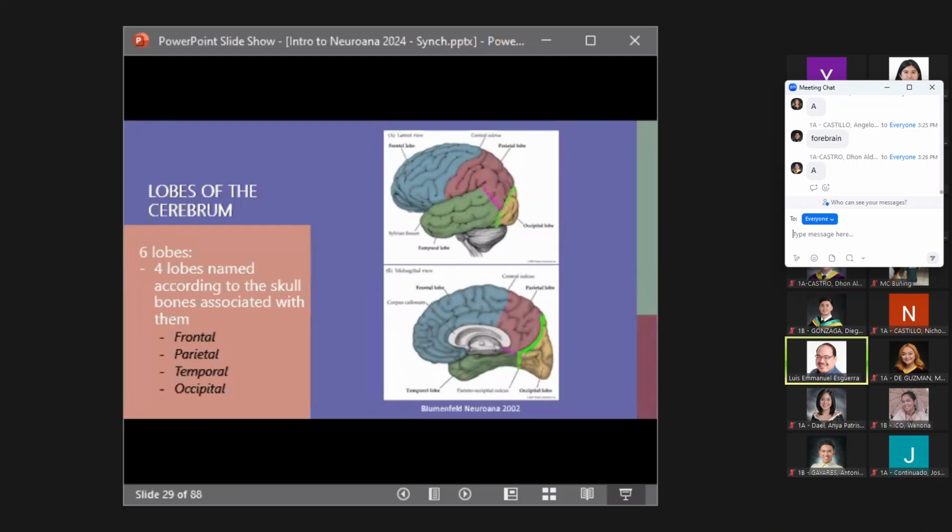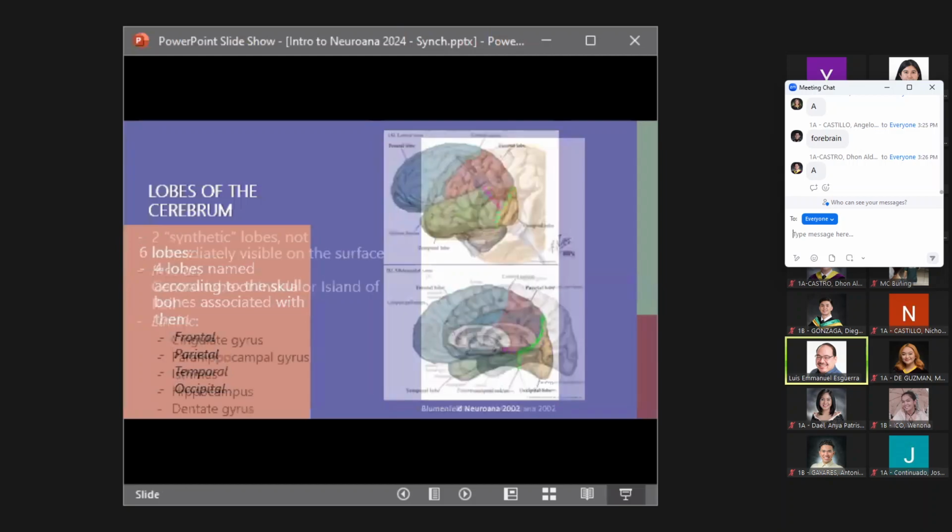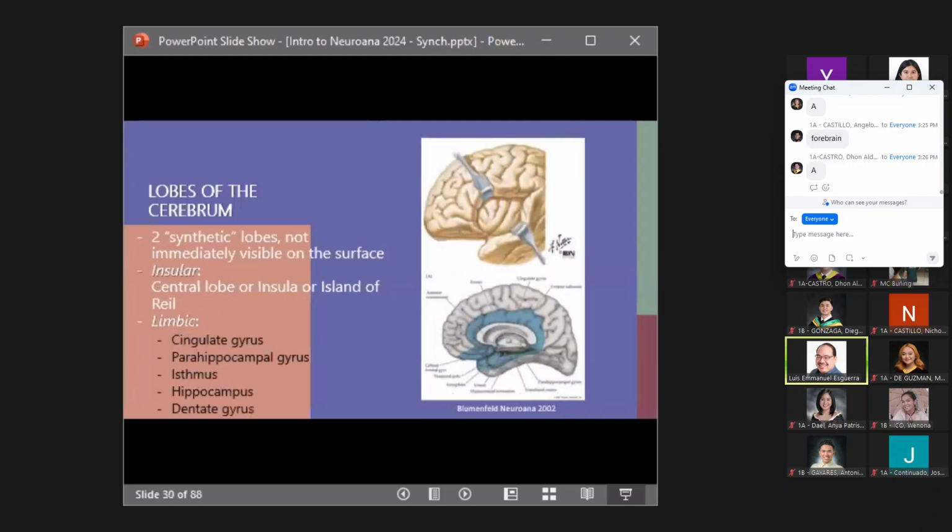So remember, I said four lobes are named according to the skull bones, but there are two other lobes of the cerebrum. So what are these? These are called synthetic lobes because they're not immediately visible on the surface. The first one is the insular lobe.